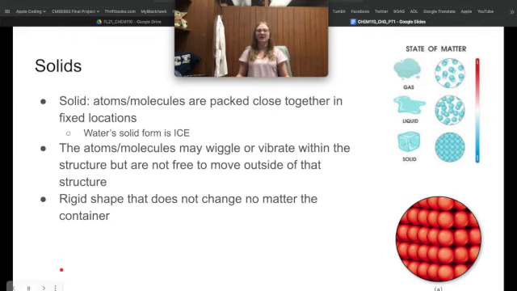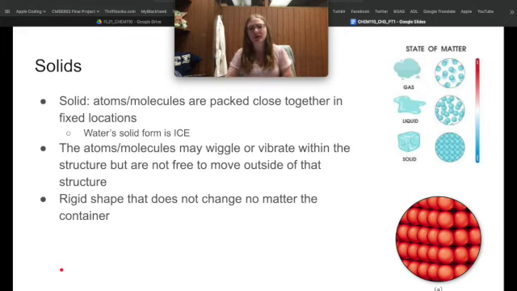Solids are the basic thing here. My desk sitting in front of me is a solid. The metal that makes up my computer is a solid. The textbook, a solid. They're just harder substances, right? So solids are atoms and molecules that are packed very tightly together, and they're always in fixed locations. So they're not moving around too much, okay? We'll talk about the different states of matter with water because we have different names for the different states of matter with water. So water's solid form is ice, right?